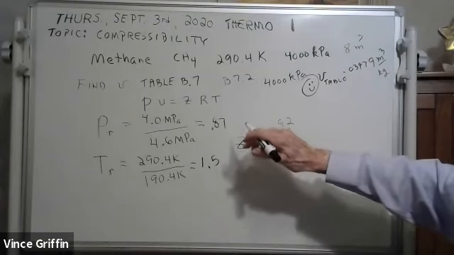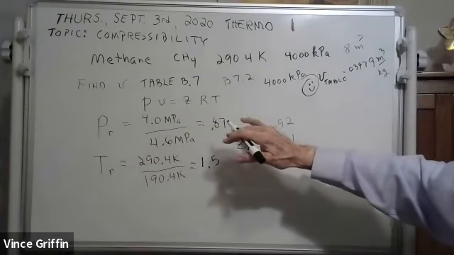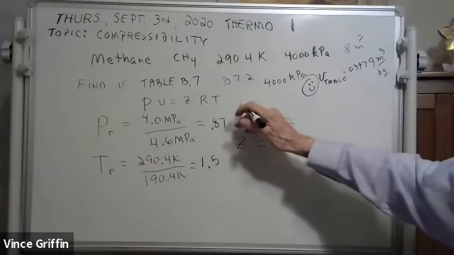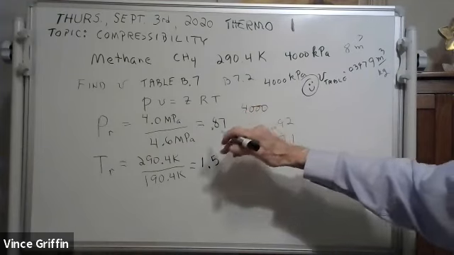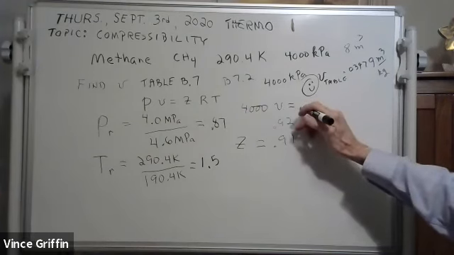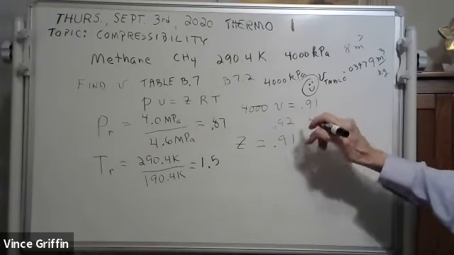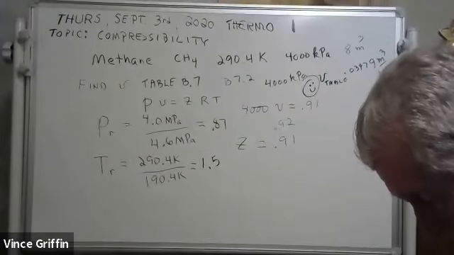Now let's write it out. Here we go. We're going to write this out. The pressure is 4,000. We're going to solve for the volume. Z is, I got 0.91. Now the R, I got lost there.